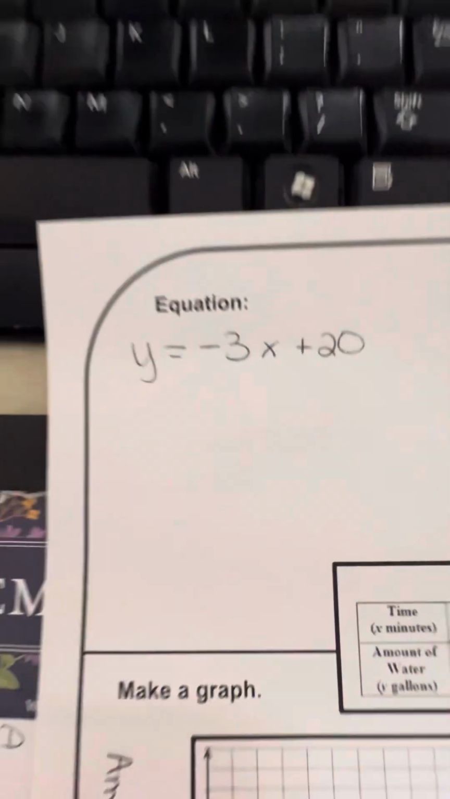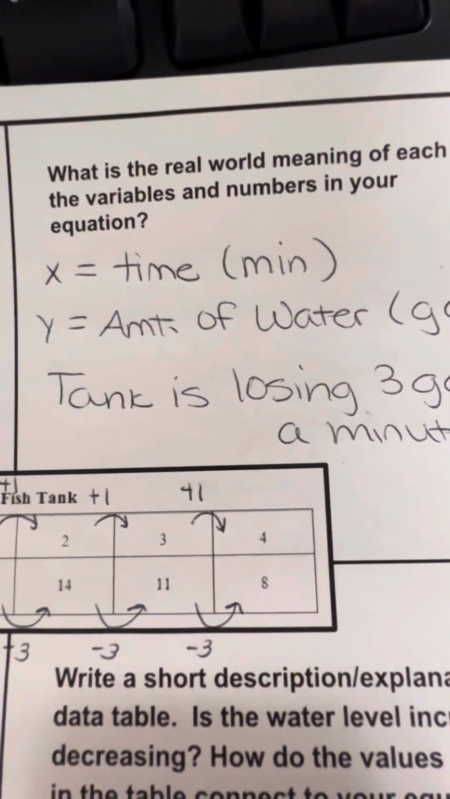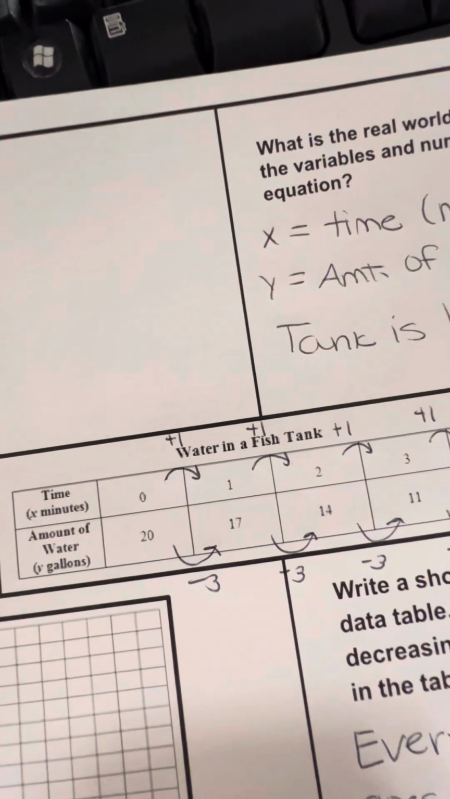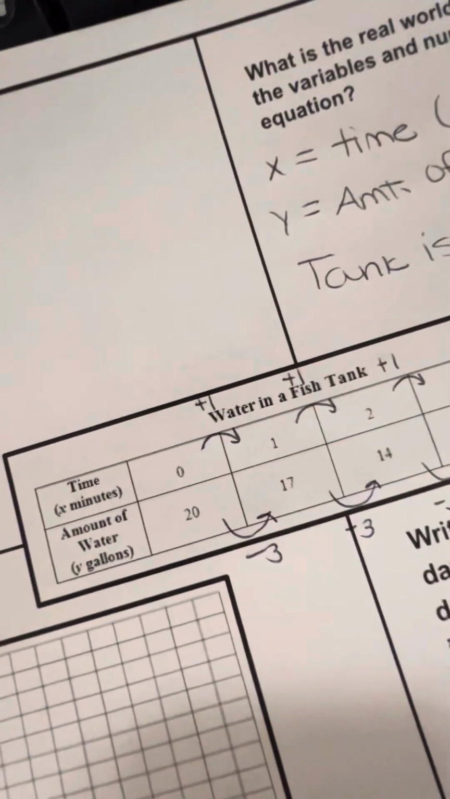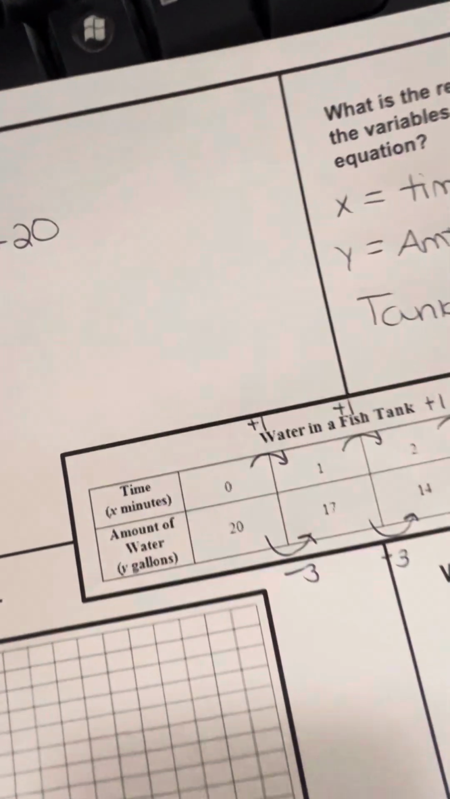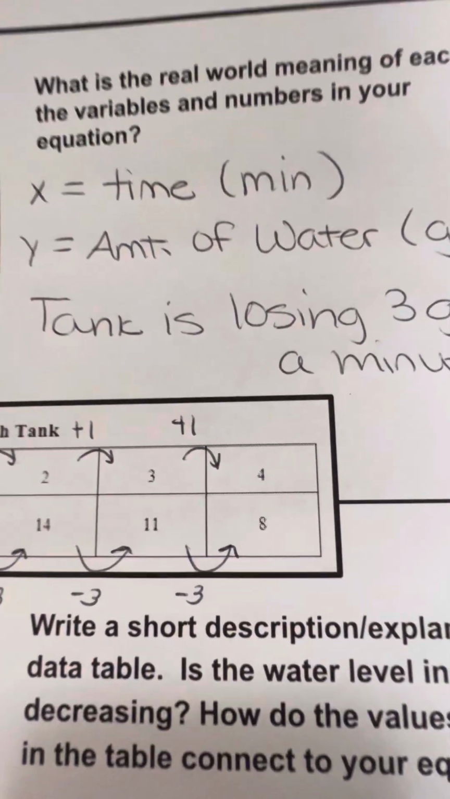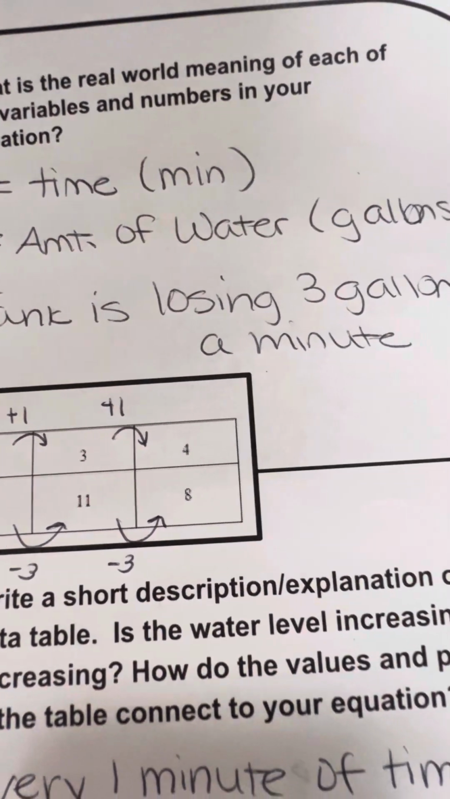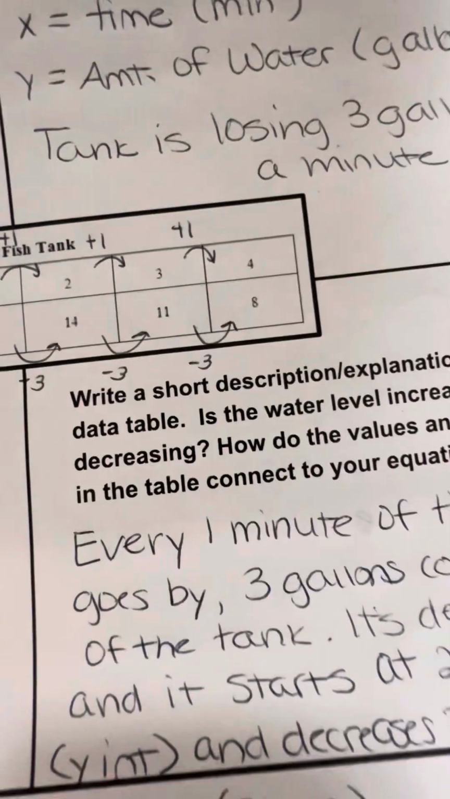So now we're going to look at the real world meaning in this. Our x values, again, were the time values in minutes, and our amount of water in gallons is the y value. I just got that information from right here in this table, and I put a quick description as to what is happening. So the tank is losing 3 gallons per minute over the time.